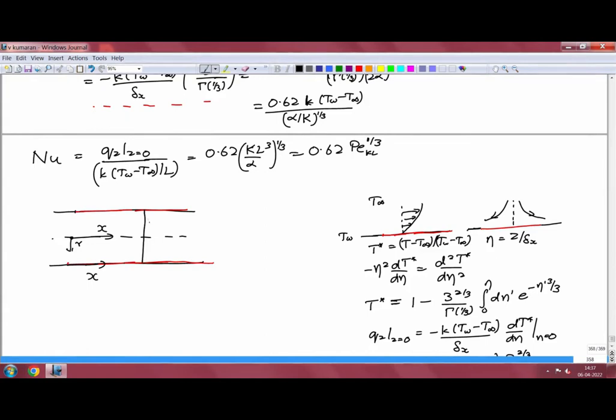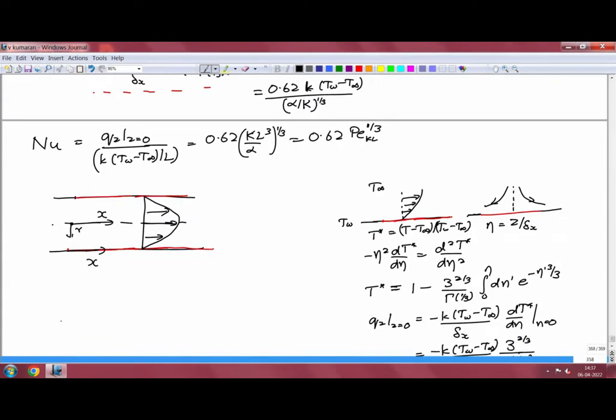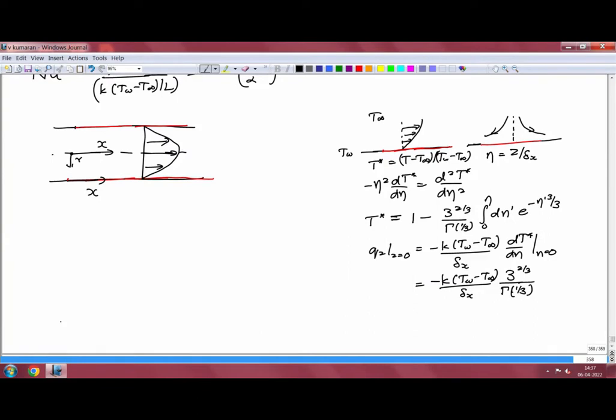And as you recall, for a laminar flow in a pipe, the velocity profile is a parabolic velocity profile. And when there is heating from the wall, you would expect the effect of the wall heating to be restricted to a thin region of thickness delta x close to the wall. If delta x is much smaller than the radius of curvature of the pipe, you can consider the surface of the pipe to be locally flat.